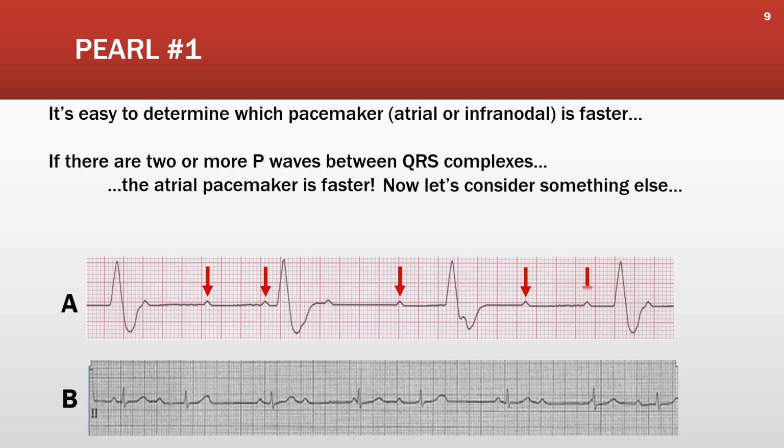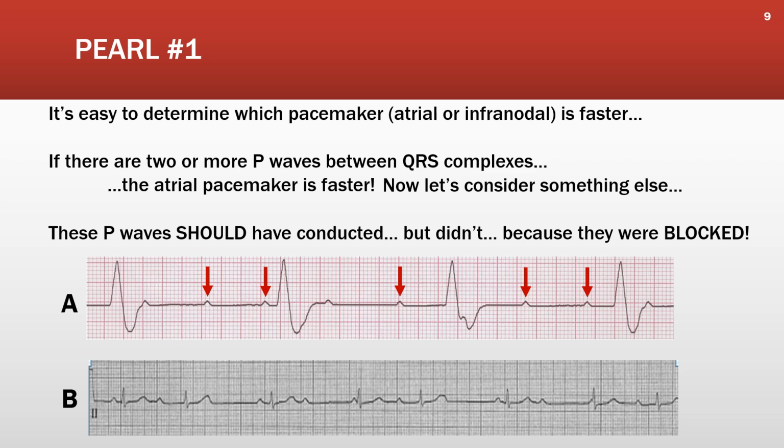Now let's consider something else. Look at these P waves, the ones with the red arrows. These P waves are in areas of diastole that should have allowed conduction to the ventricles, but they didn't conduct because they were blocked.